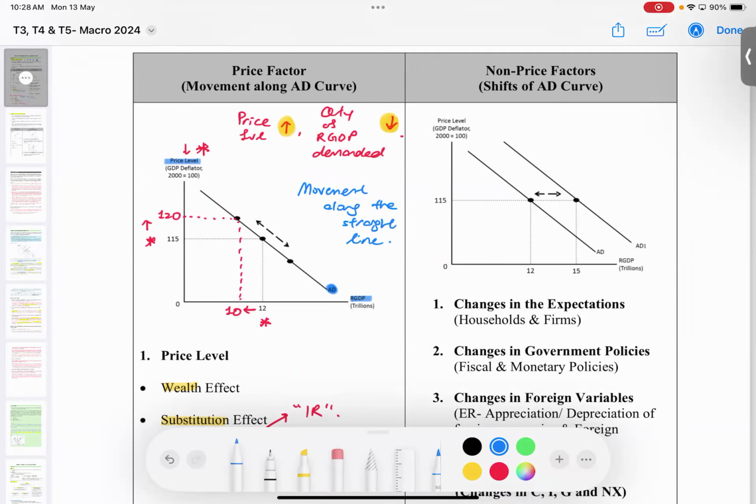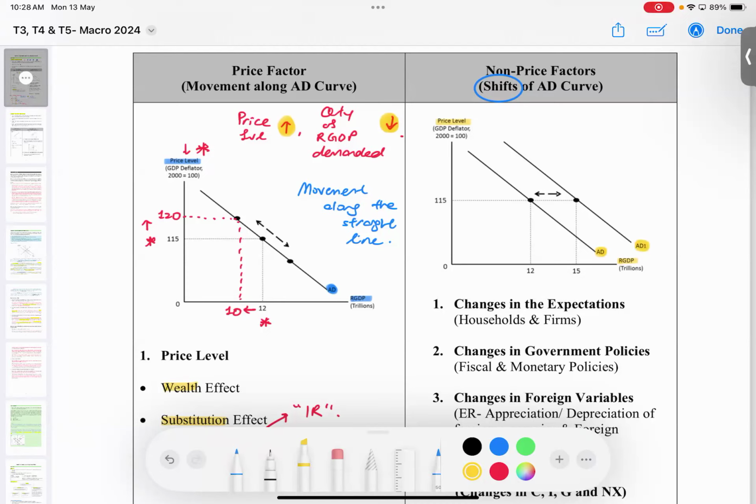Now, on the other hand, we have non-price factors. When we talk about non-price factors, we're referring to the shift of the AD curve. So that means there will be a shift here. Again, you look at price level on your y-axis and real GDP on your x-axis, and you have your aggregate demand curve. Either it shifts leftwards or rightwards. Like here, when it increases, it shifts rightwards. If it decreases, it shifts leftwards.